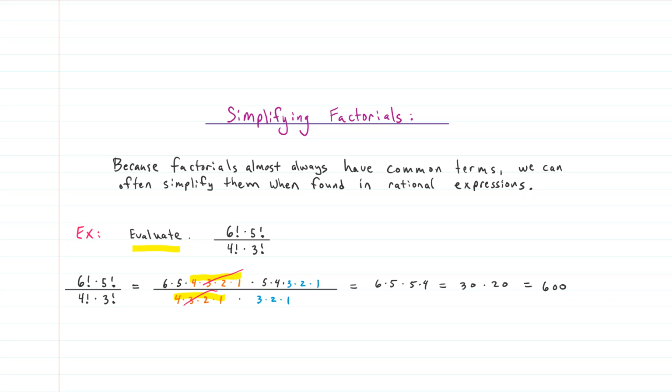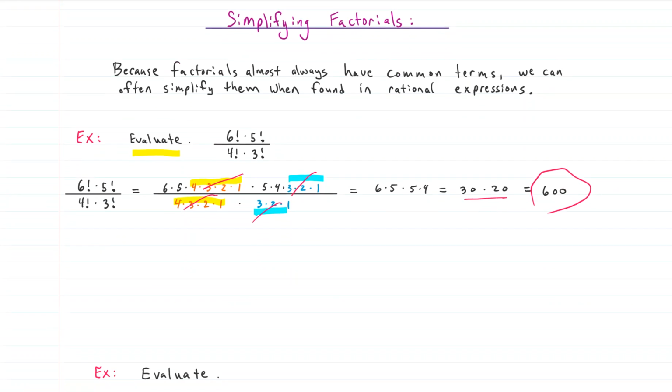And if I look at the 5 factorial in the top, I can see that the 3 factorial on the bottom can completely cancel out the 3 times 2 times 1 in the top. So those cancel. And I'm just left with 6 times 5 from the 6 factorial and the 5 times 4 from the 5 factorial left. That gives me 30 times 20, and that gives me 600. Not too shabby.